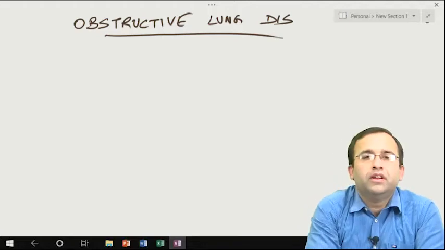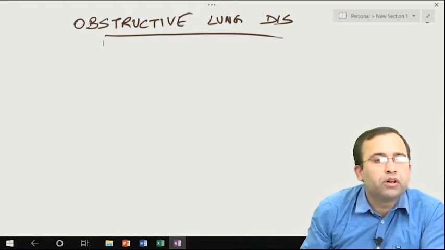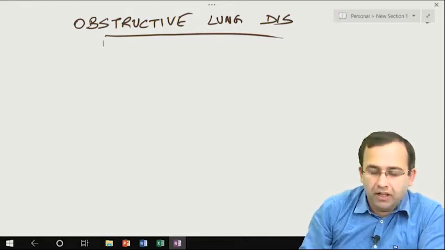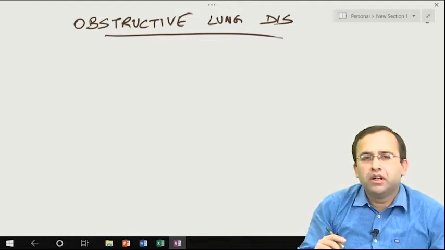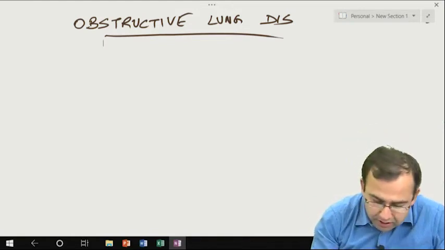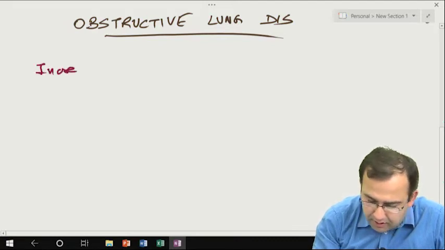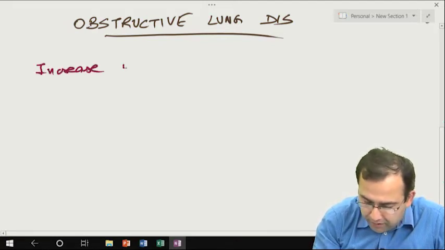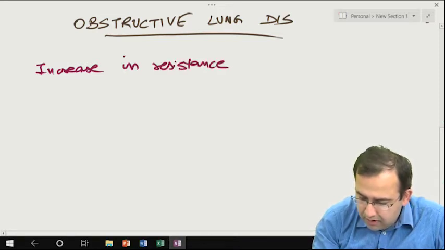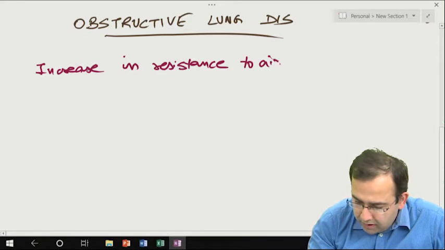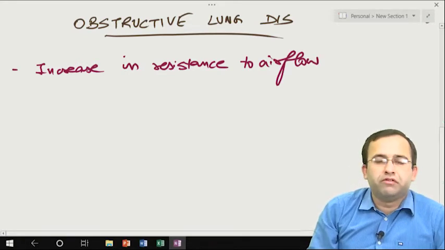Okay friends, so this gets us to a second category of lung diseases, and an important one, that is obstructive lung diseases. Starting with obstructive lung diseases, their common feature is that they are associated with increase in resistance to airflow. This is the common feature.